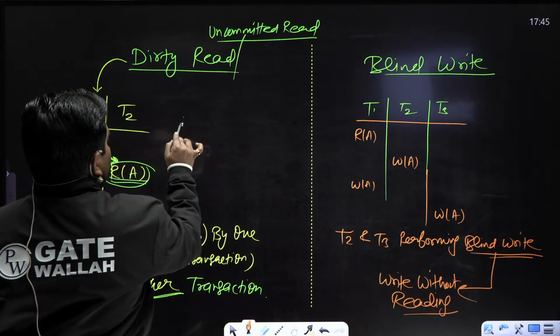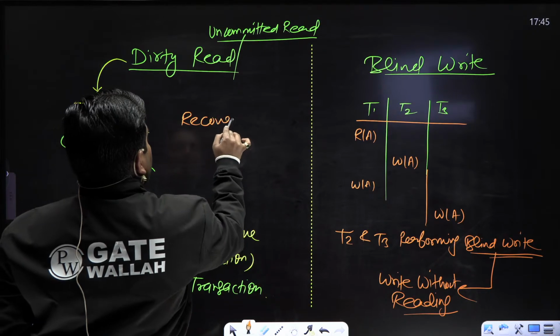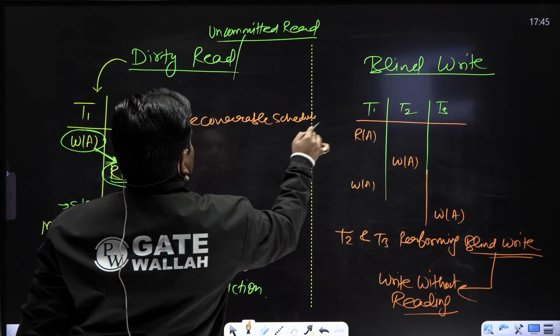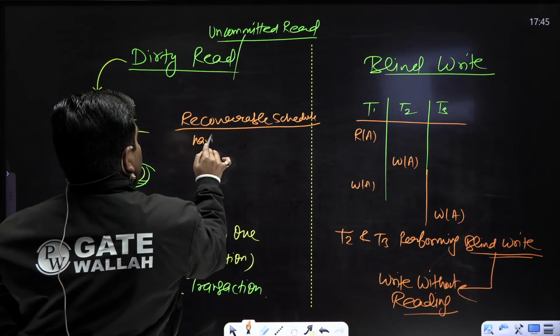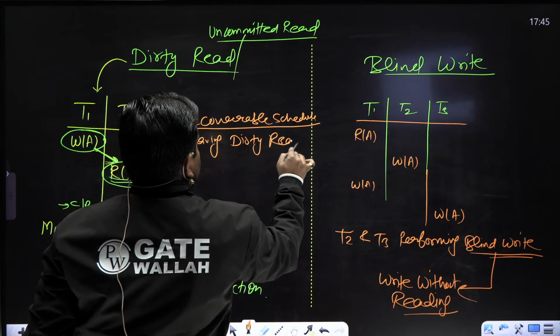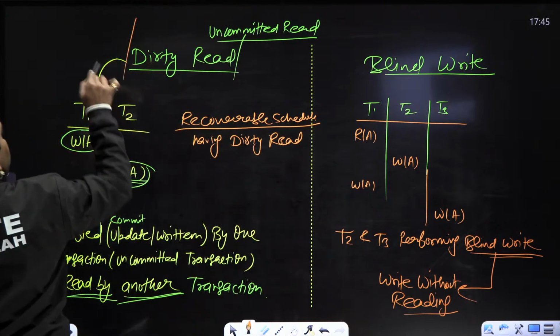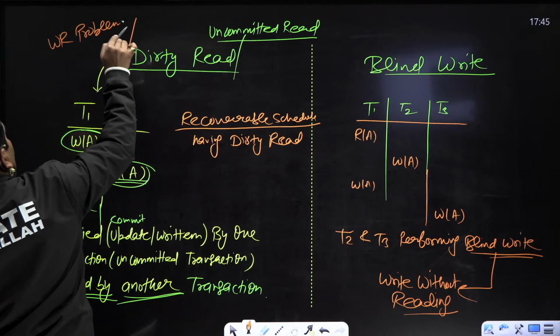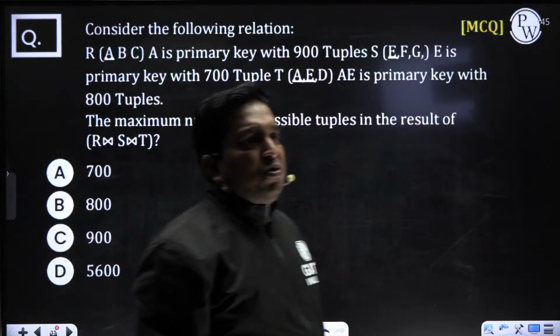So a recoverable schedule having dirty or uncommitted read, it is called dirty read or uncommitted read, or WR problem. Now solve this one.